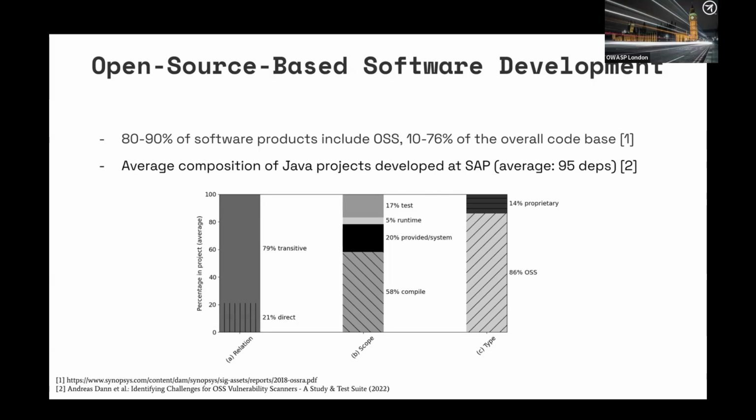Here we distinguished the scope of those dependencies. 58% were compile time dependencies. So these were dependencies that your first party code required to be present in the class path in order to compile your application. And then we have 17% test scope dependencies, provided or system scope.